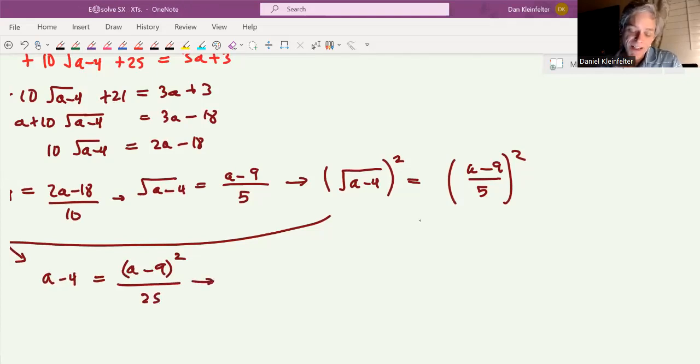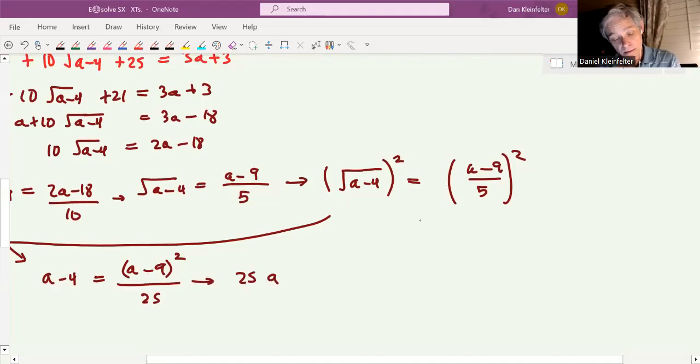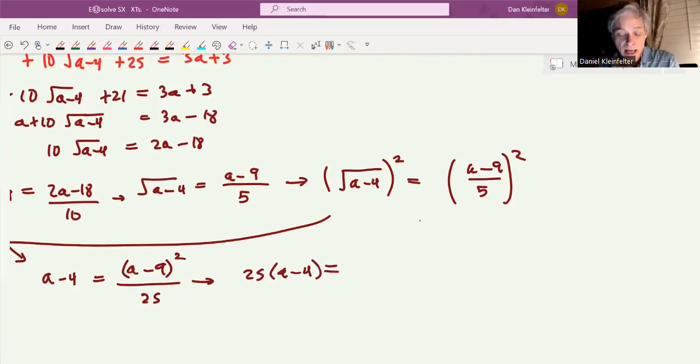Okay, let's keep going. I'm going to multiply both sides by 25 here. So we'll have 25 a minus 100. Let me do this in 2 steps. That's 25 times a minus 4. And then on the right side, we'll have a squared minus 18a plus 81.